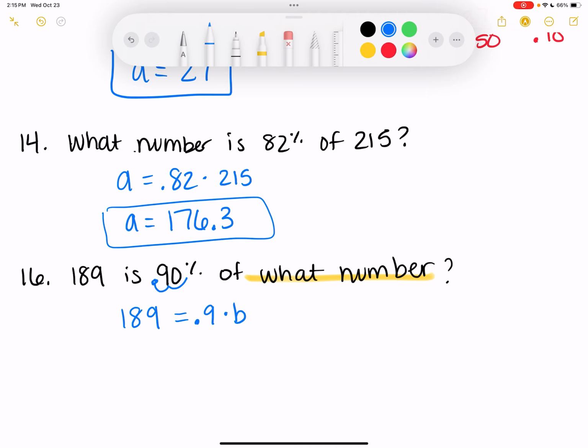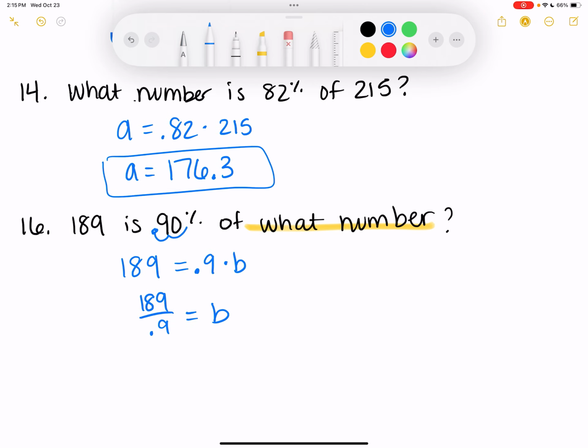Times b. So then what do I have to do to actually solve? Divide by 0.9. Yep, so 189 over 0.9 equals b. And you'll notice I'm not actually showing the divided by stuff in these problems. I think that y'all have gotten to the point where, at least for these problems, you don't need to show that. So what do you get when you divide that? 210 equals b.